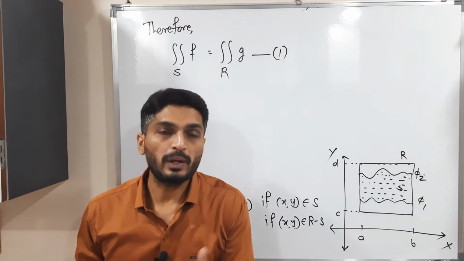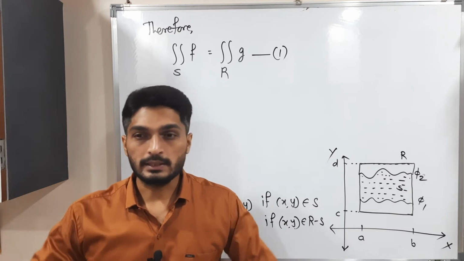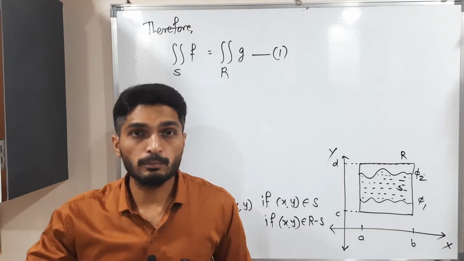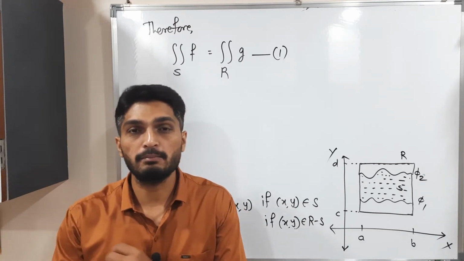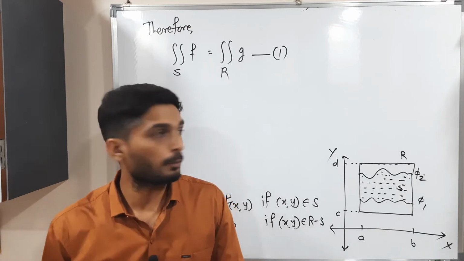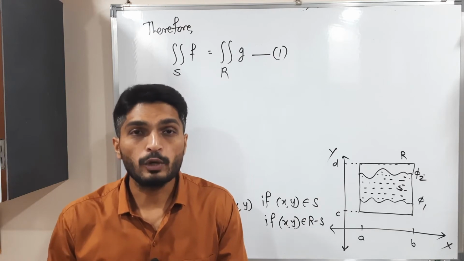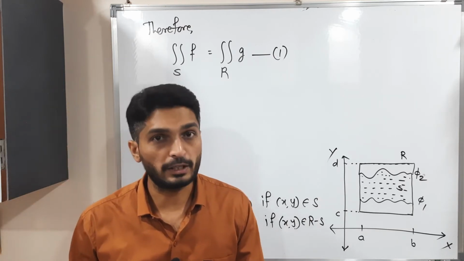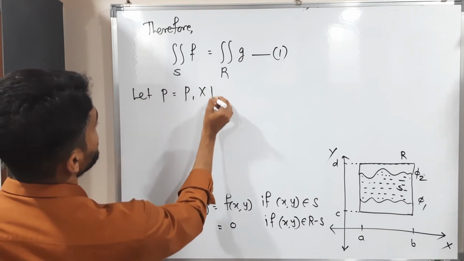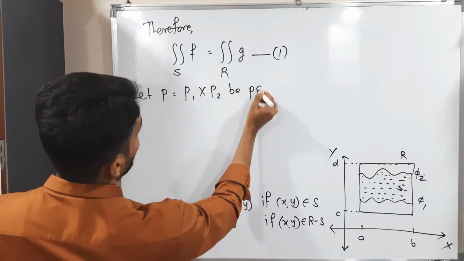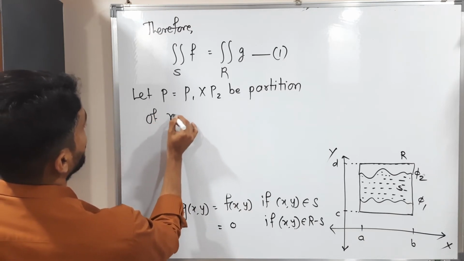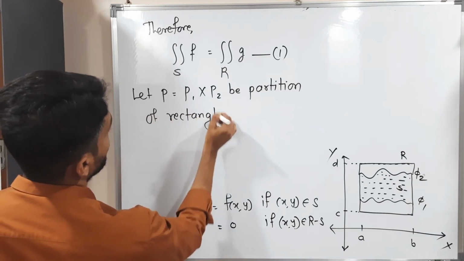After that, you know well what we do in case of double integration. We consider a partition, we divide a rectangle into sub-rectangles, we consider infimum, supremum, upper sum, lower sum, and many things. The upper integral, lower integral, actual integral. So here also I am going to do the same. First of all, we have this rectangle AB cross CD. I am going to divide it into sub-rectangles by taking a partition. Let P equal to P1 cross P2 be a partition of rectangle R.